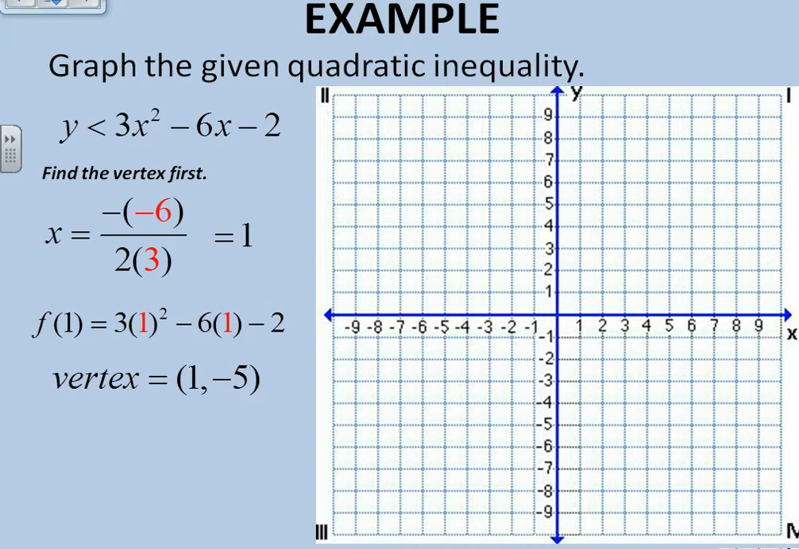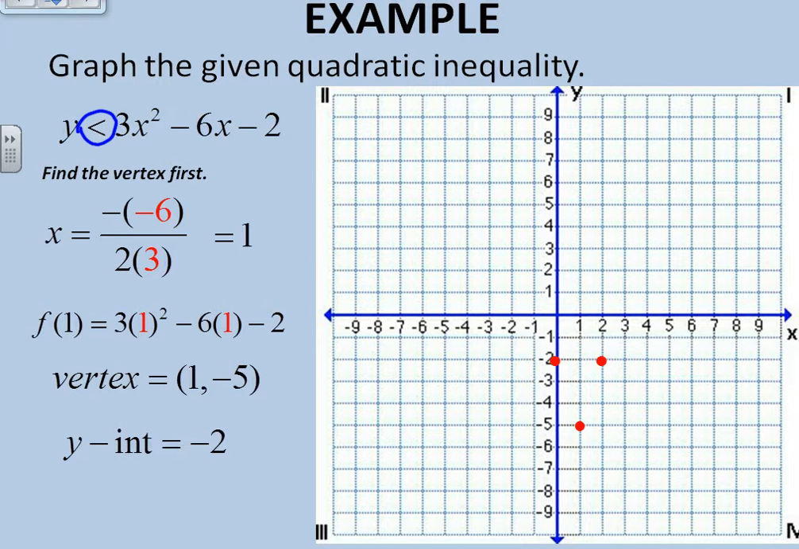So we'll just plot that, 1, negative 5 on our graph, and we'll then use our y-intercept, which we can see from the equation as our c value, which is negative 2, and we'll plot that point. And again, if you remember, as we've talked about a lot up to this point, you have an imaginary axis coming through the middle of the parabola, and that tells us that we're going to have another point right over here. So we'll use these 3 points to form our parabola.